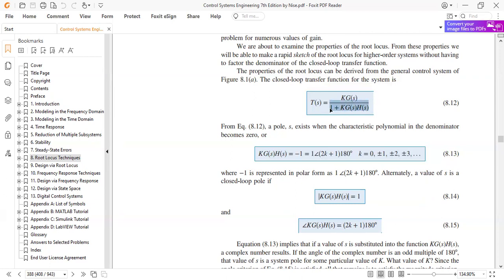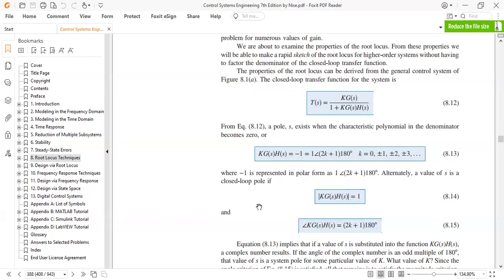Yes, sir. So 1 plus KG(s)H(s) equals 0. From there we get KG(s)H(s) is equal to minus 1. And this tells us that the magnitude of KG(s)H(s) is going to be 1, and the phasor in the polar form is going to be equal to 180 degrees or the odd multiple of it. Is that clear? Yes, sir.